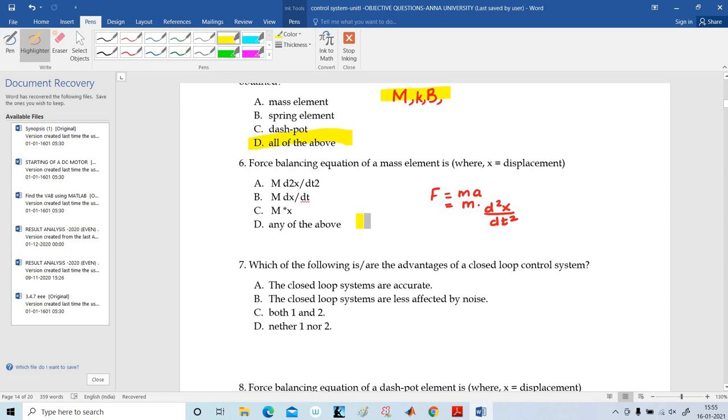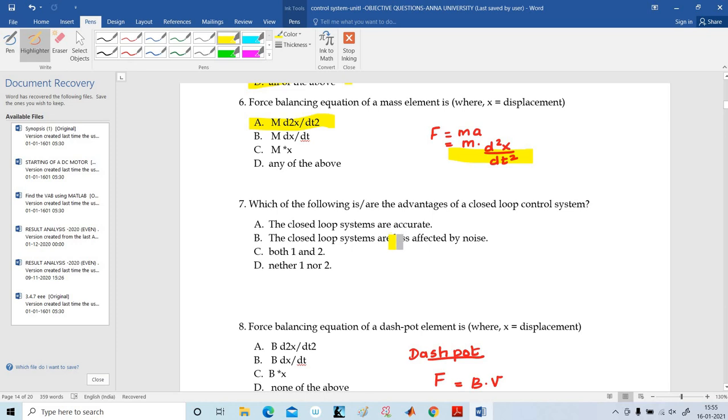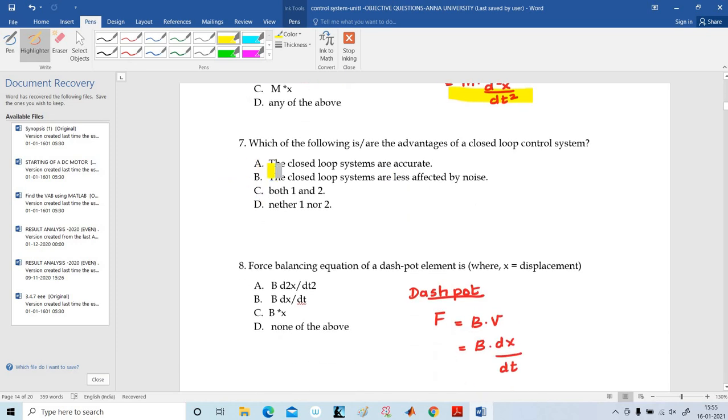Then 6th question, force balancing equation of a mass element is, what is the Newton's second law? F is equal to ma. M into acceleration. So it is acceleration d square x by dt square. So the answer is the first one. Which of the following are the advantages of closed loop system? The closed loop system are accurate. The closed loop system are less affected by noise. Both are correct, both 1 and 2.